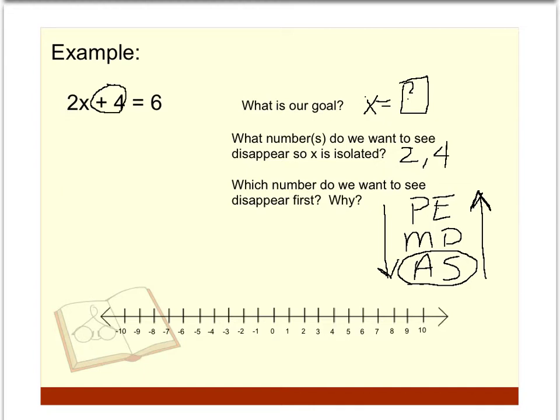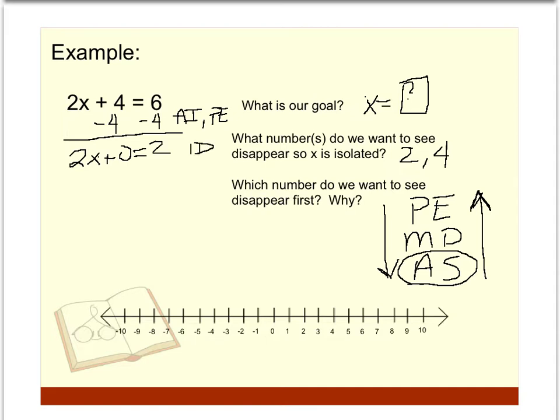Now, how do we make sure that 4 disappears? Well, since 4 is added to our term with the variable, we're going to use our additive inverse property and add its opposite, or subtract 4 from each side. So we're going to use the additive inverse property and our property of equality to make these operations happen. When we're done, we're left with 2x plus 0 equals 2. And then by the identity property, we know that 2x equals 2.